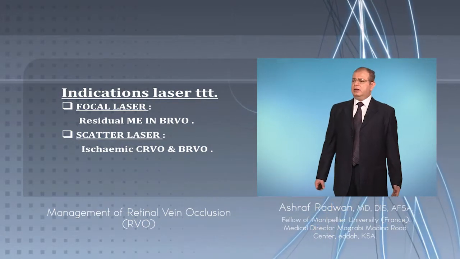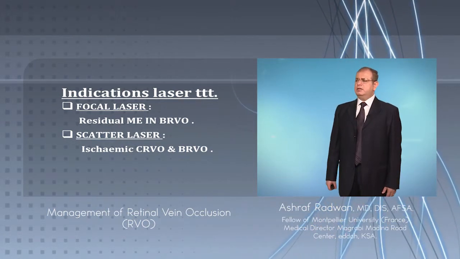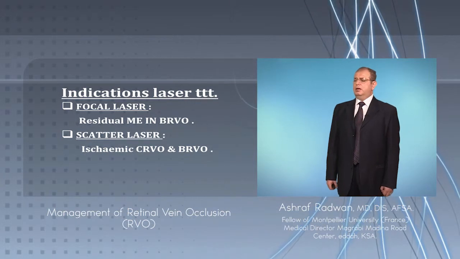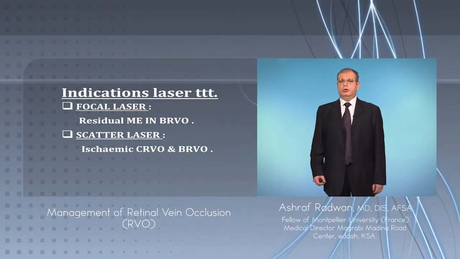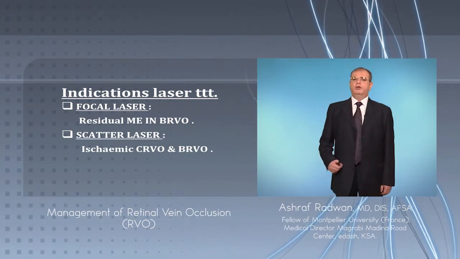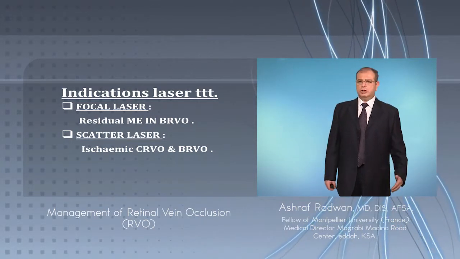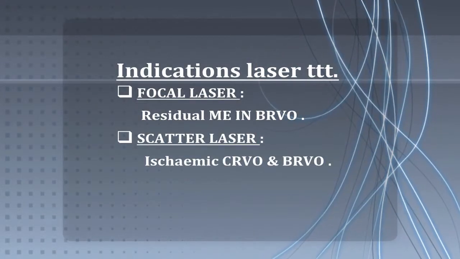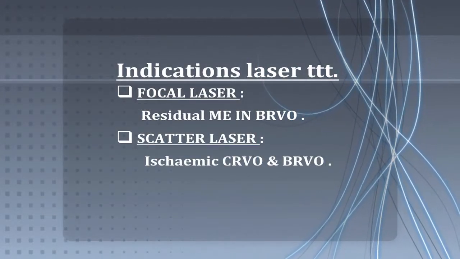The scatter laser is indicated only in cases having an ischemic central retinal vein occlusion or branch retinal vein occlusion, to protect the eye from going for further complications like retinal neovascularization or neovascular glaucoma later on.